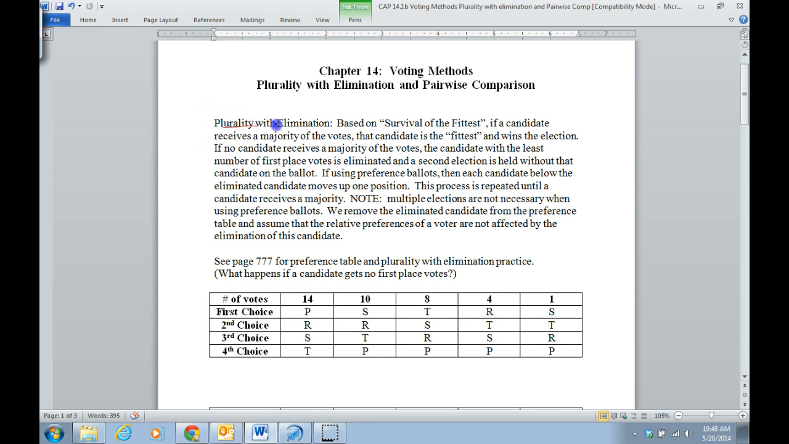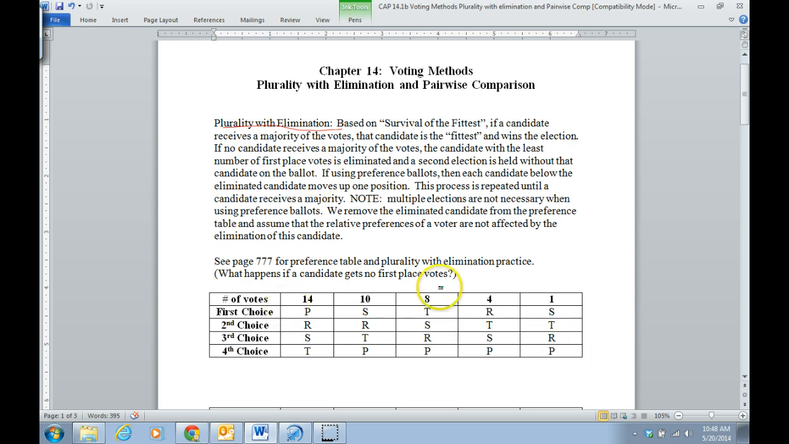Plurality with elimination is based on survival of the fittest. If a candidate receives a majority of the votes, that candidate is fittest and wins the election. If no candidate receives a majority of votes, the candidate with the least number of first place votes is eliminated, and the second election is held without that candidate on the ballot. Now, that's only if you're not using a preference ballot.